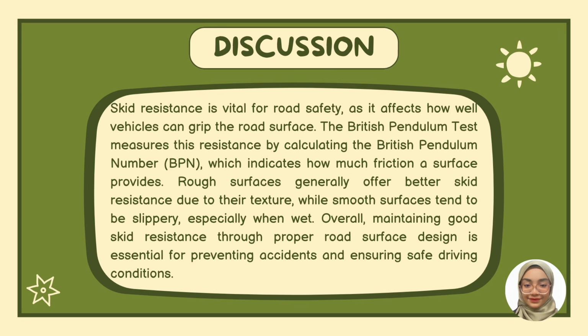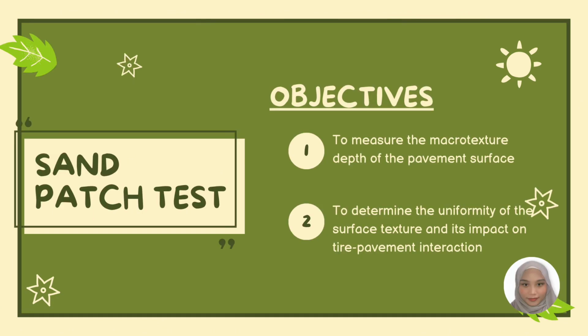vehicles can grip the road surface. So based on the skid resistance test, this resistance is measured by calculating the PPN, which indicates how much friction a surface provides. Rough surfaces generally offer better skid resistance due to their texture, while smooth surfaces tend to be slippery, especially when wet. Overall, maintaining good skid resistance through proper road surface design is essential for preventing accidents and ensuring safe driving conditions. The second test that we will conduct is sand patch test.